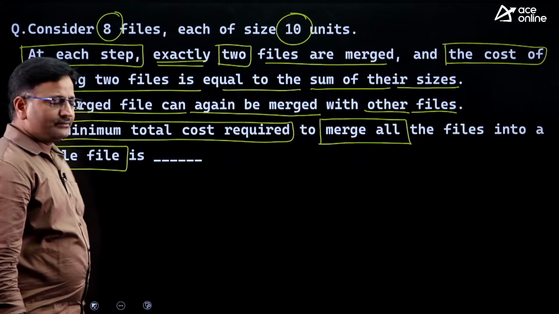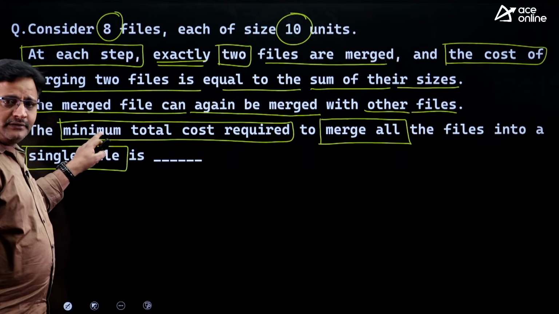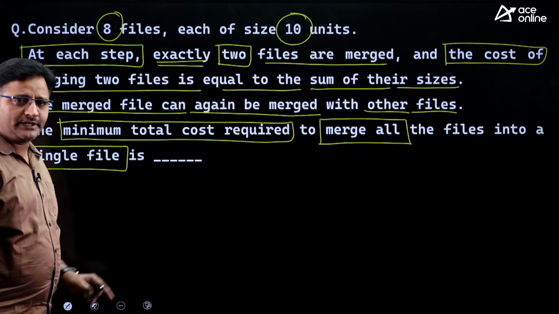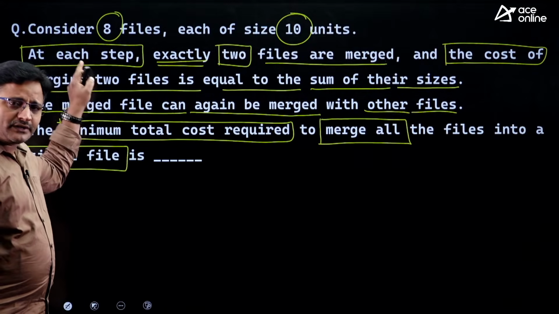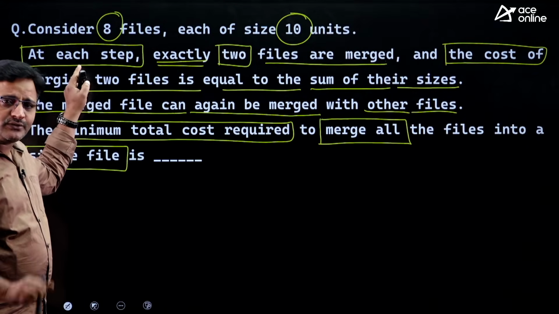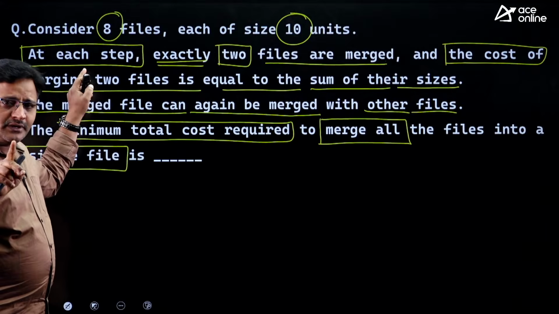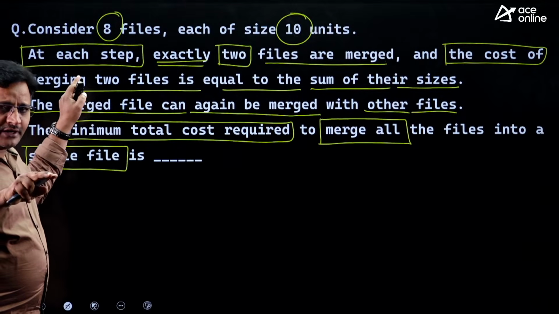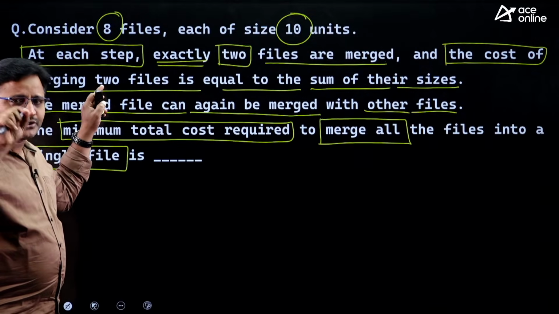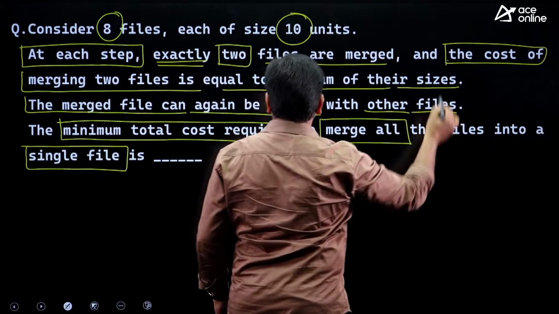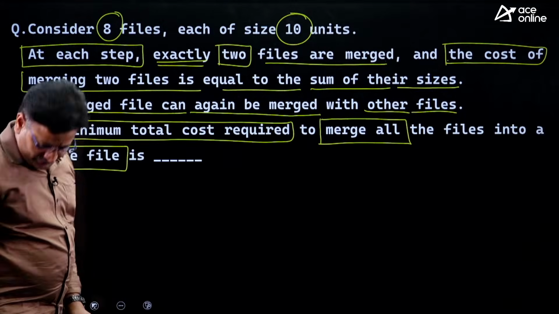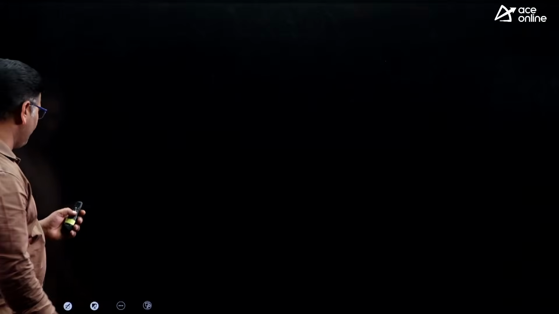The final objective is to find the minimum total cost. While finding it, you need to follow the constraints. At each step, select only 2 files and merge, and the sum of the total records or units is equal to the merge cost. After getting the resultant merged file, that must be merged with the remaining files also. Let me continue with this one.